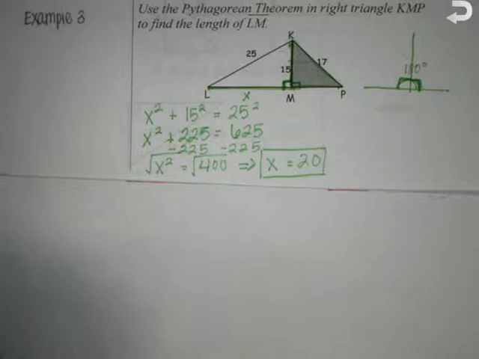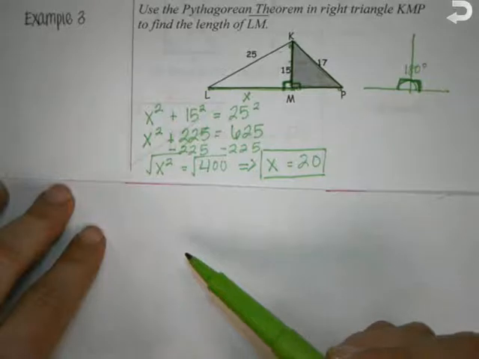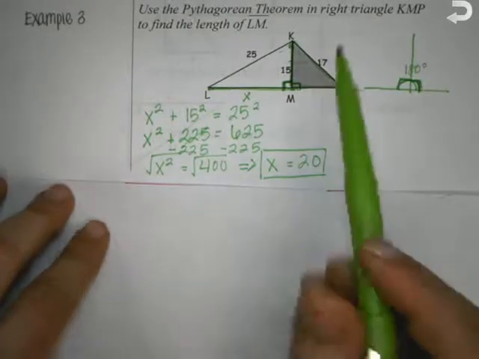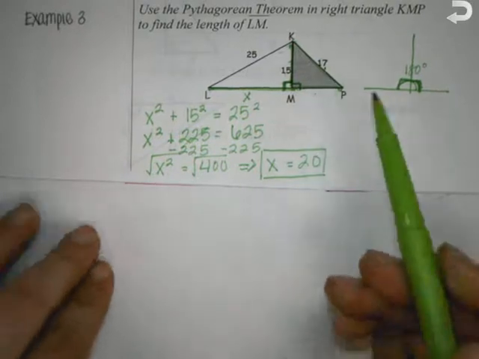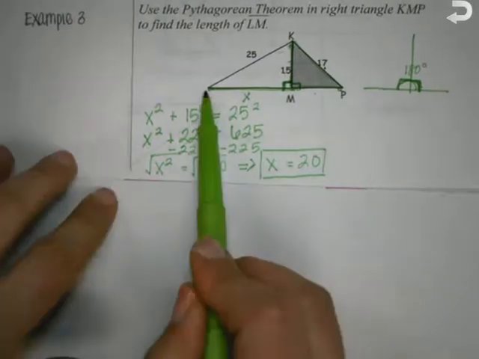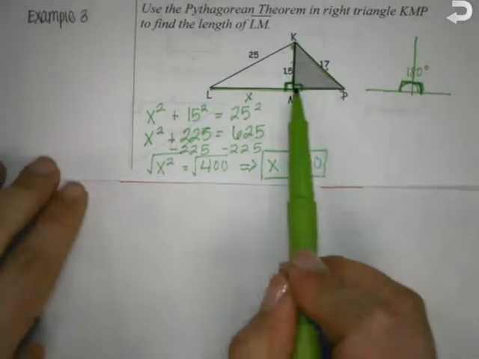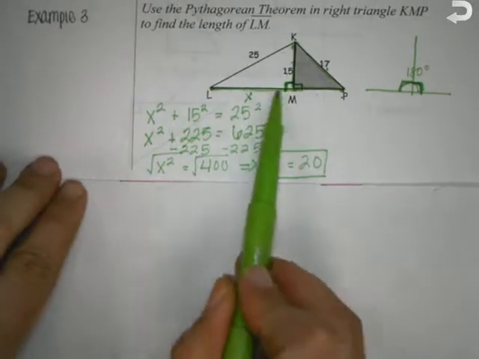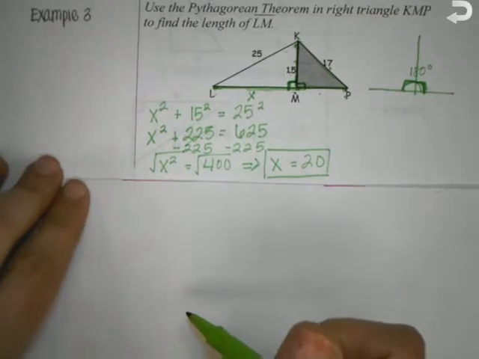Does that make sense, guys? Is that okay? Question. What if they had asked me to find the length of MP? What would you have done? Pythagorean theorem, but using 15, x, and 17, right? What if they asked you to find the length of LP? You find the length of MP, you find the length of LM, which we just did, and then you add them together. Does that make sense? Not too bad? That's it, guys.